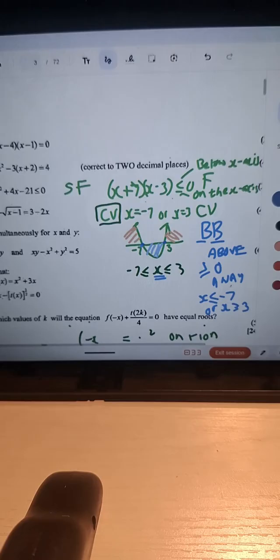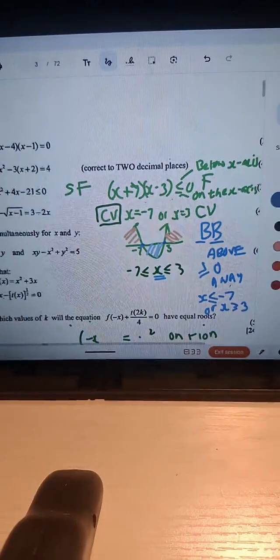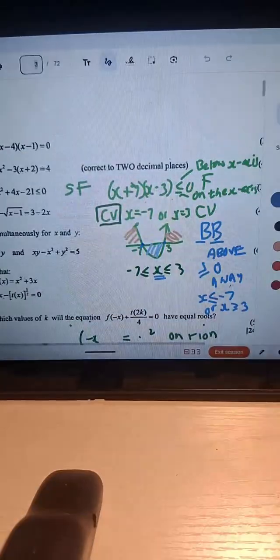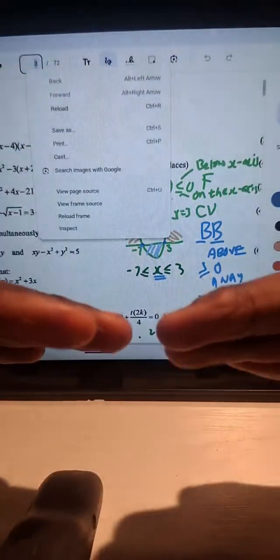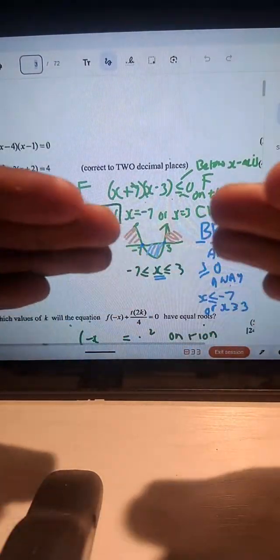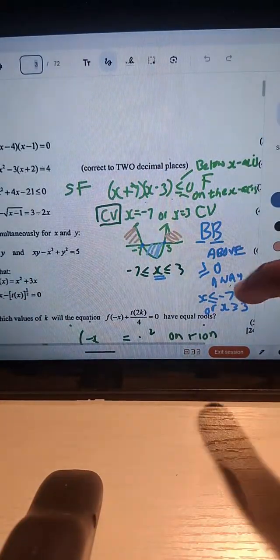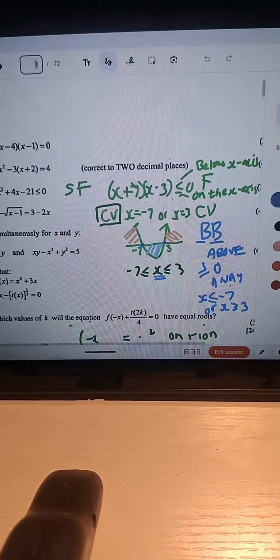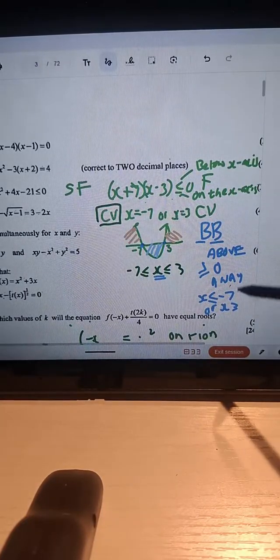BB, below and between. AA, above and away. AA, above and away, but BB, below and between.